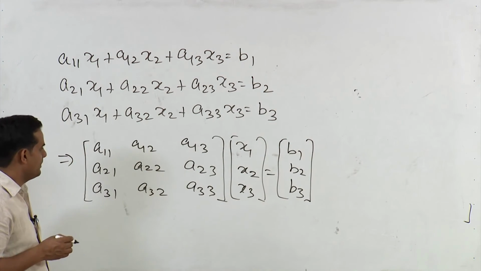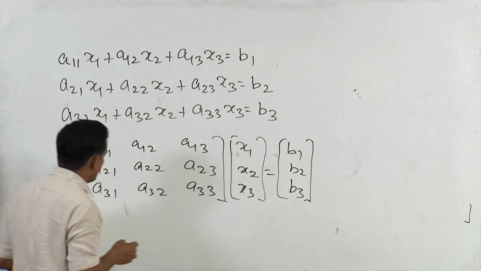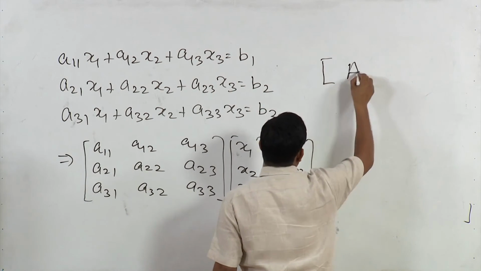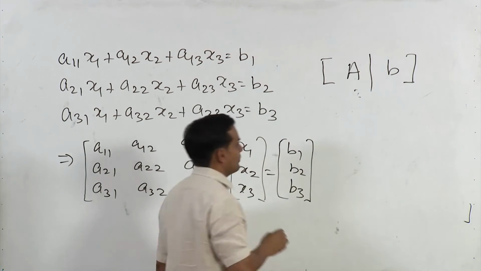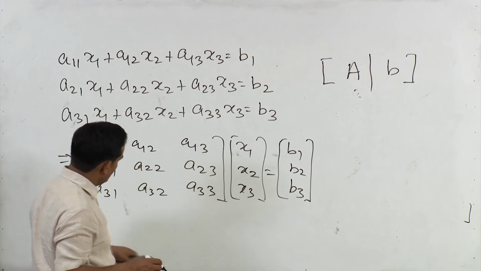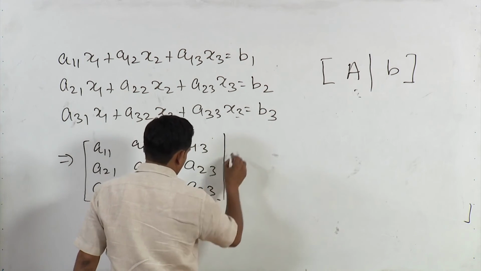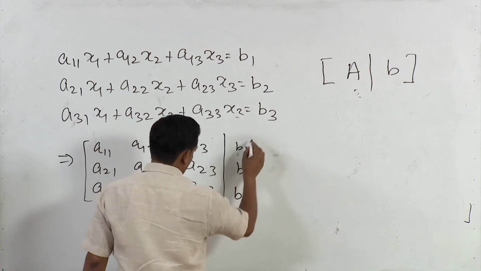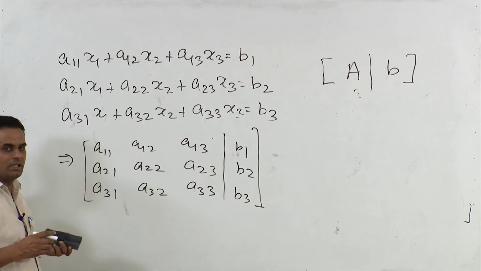So, in the Gaussian elimination method, what we used to do, first of all, we will write the augmented matrix, which is given as the coefficient matrix A, and we append the right hand side vector as the last column. So, for example, this is the coefficient matrix here. I will append b1, b2, b3 here. Now, this is my augmented matrix.